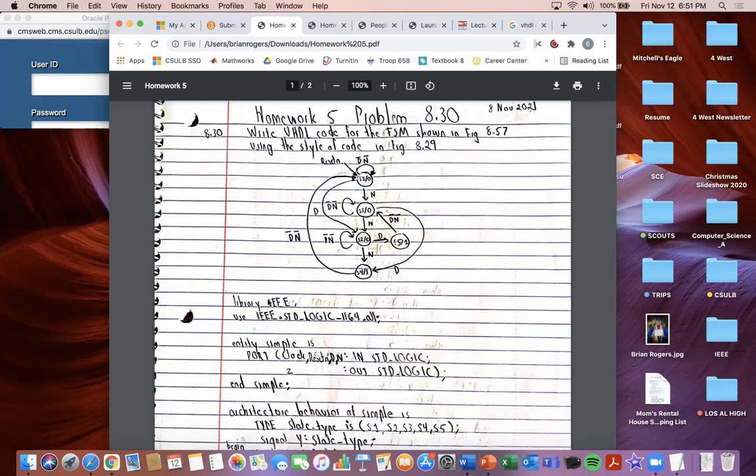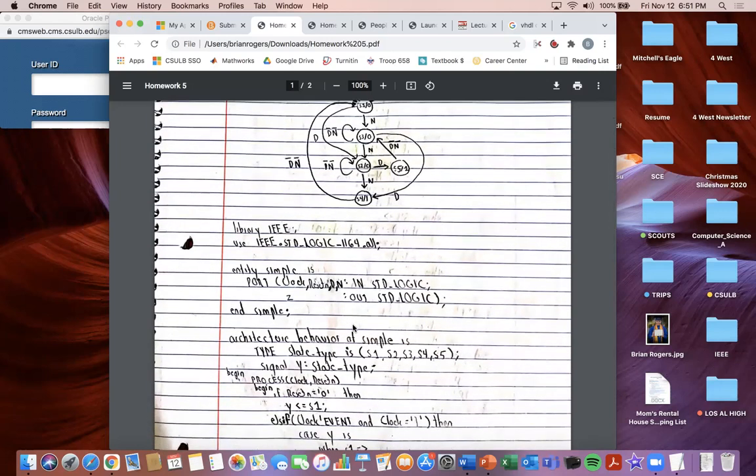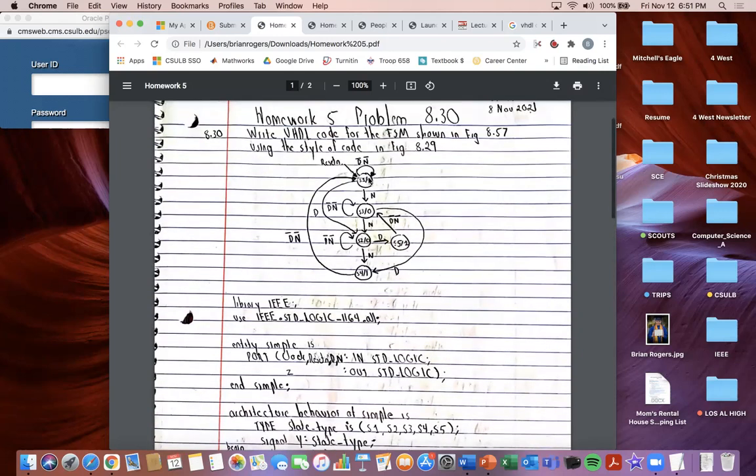And so here, I started with my library. I could include the arithmetic and unsigned, and I should have done that just in case, but I wasn't doing any adding, subtracting, or division. That's why I didn't include it. And so entity simple is my ports here. I have a clock going to the flip-flop. I have a reset going to the flip-flop. I have a D coming in as an input here.